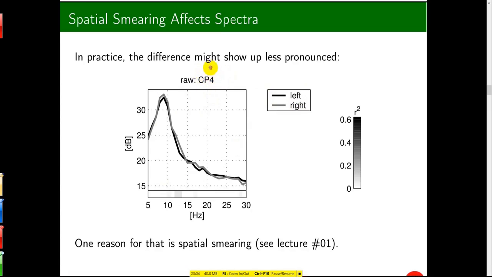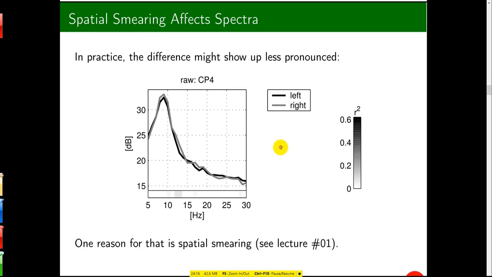Take one channel, CP4. What's the location of CP4? Right, yeah? Central parietal lobe. Visually, do you see any difference? No, right? They're very similar, almost overlapping each other. And the R-square metric doesn't show any discrimination, except for this part. Only this part, we see a little bit of discrimination.